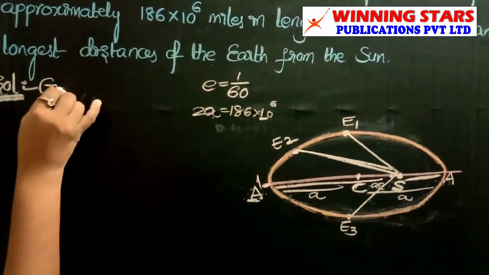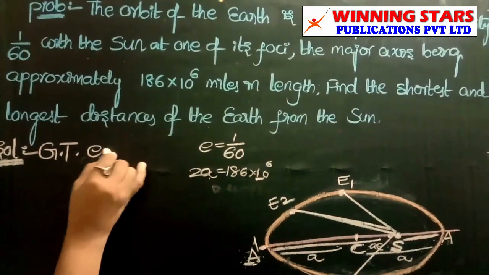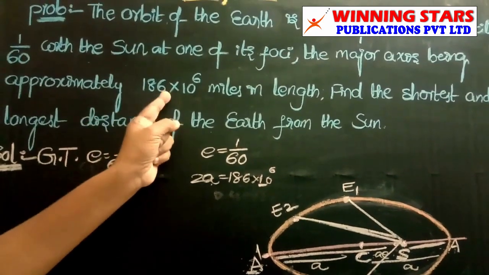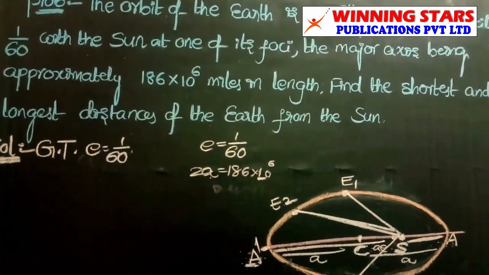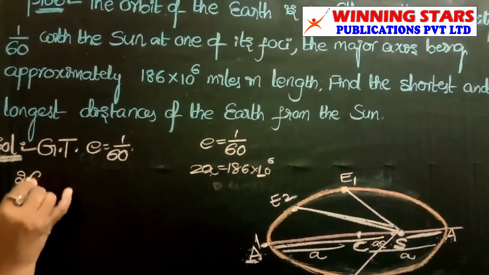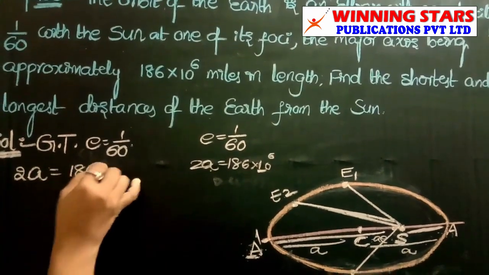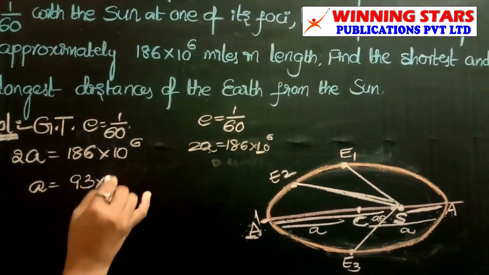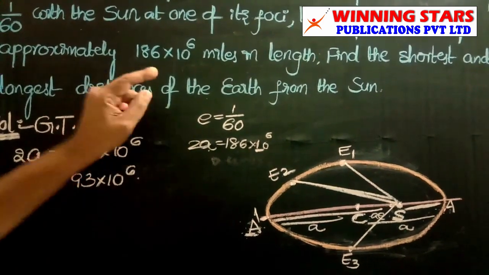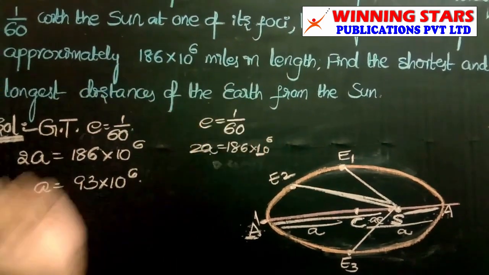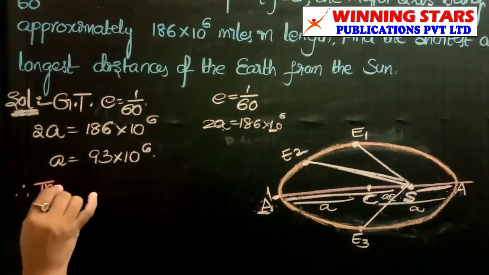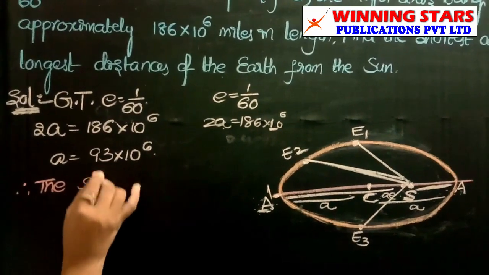So first we write the given data. Given that eccentricity e is equal to 1 by 60 and major axis being approximately 186 into 10 power 6. So given the length of the major axis, that is 2a is equal to 186 into 10 power 6. That is, the value of a is equal to 93 into 10 power 6. Now we want the shortest and longest distances of the Earth from the Sun. Therefore first we are taking the shortest distance, clearly from the diagram.